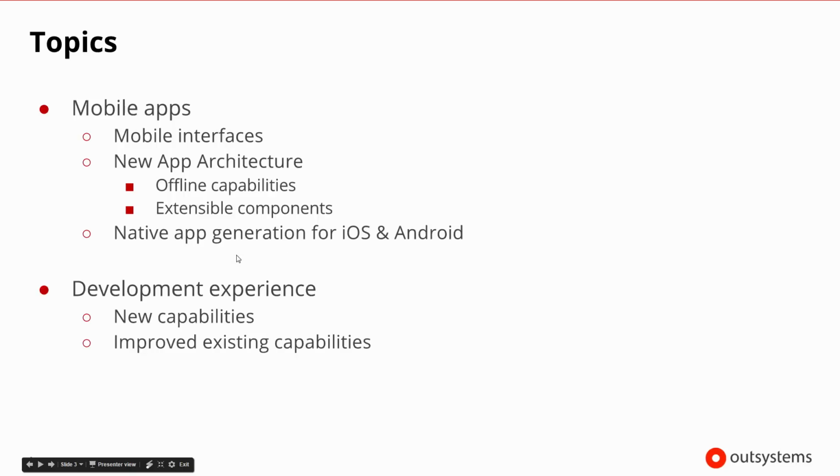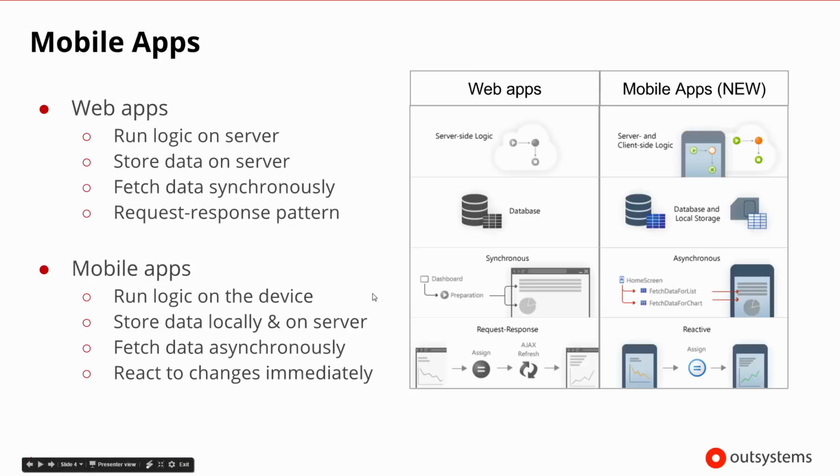We also have the ability to generate a native app for iOS or Android. So a lot of really great things to talk about from a mobile app perspective. But we didn't leave out the website as well. There is an overall improvement in the developer experience, and that includes a number of new capabilities, as well as several improved existing capabilities. So let's go ahead and get started looking at all of the new capabilities.